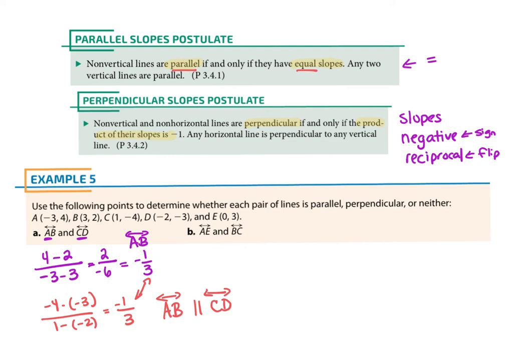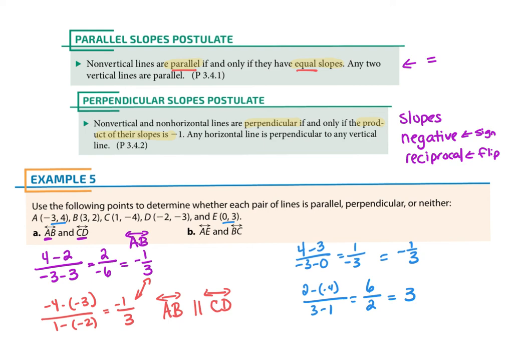A to E. So I'm going to take from A to E. So my y values are going to be 4 minus 3 and negative 3 minus 0. 4 minus 3 is 1 over negative 3. B to C. My y's are 2 minus a negative 4. 3 minus 1. 2 minus a negative 4 is 6. 3 minus 1 is 2. That is 3. So I have negative 1/3 and positive 3.